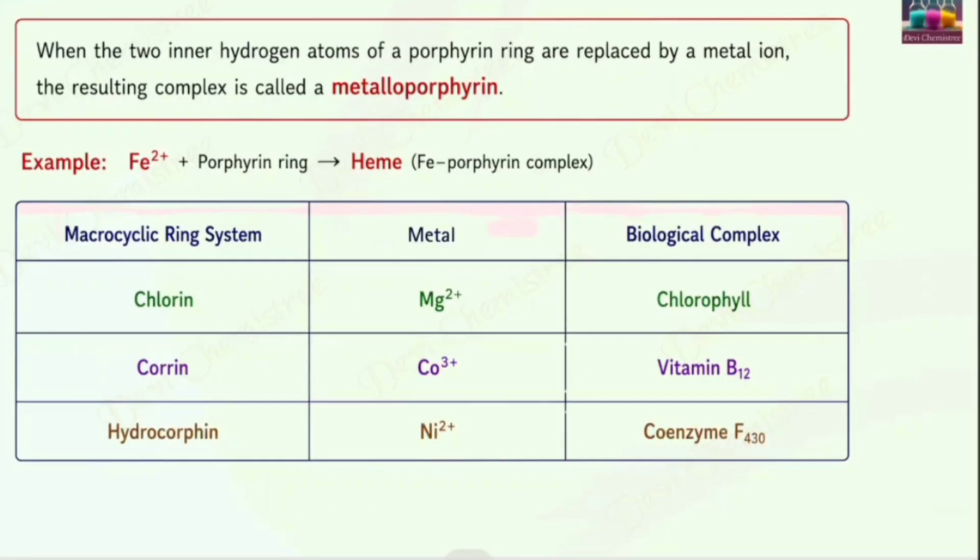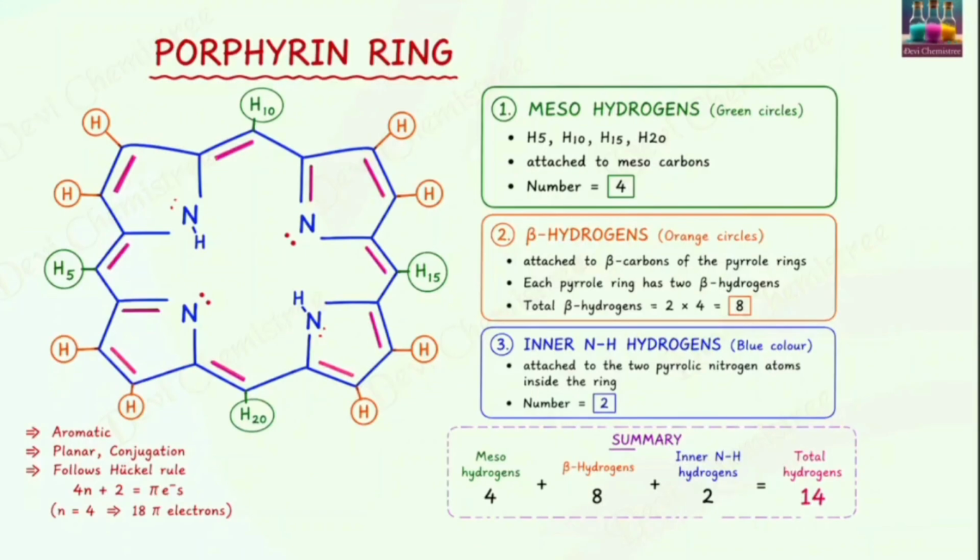The interesting thing is these macrocyclic rings can coordinate with different metal ions, and the resulting complexes have very important biological functions. If we look at the table, there is a simple relationship here. We have a macrocyclic ring system, the metal ion, and the corresponding biological complex. These examples show how the combination of a macrocyclic ligand and a metal ion gives rise to biologically important molecules. Now that we understand the structure, the hydrogen environment, and the biological importance of the system, we will move to the spectroscopic details of porphyrin.